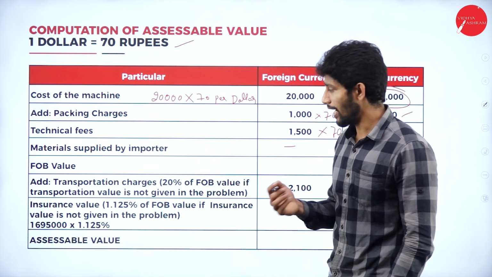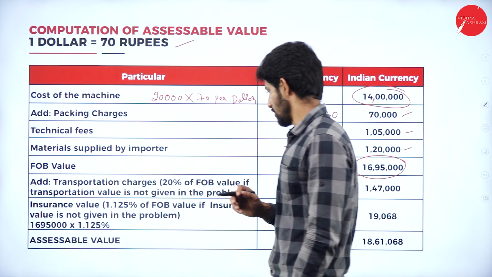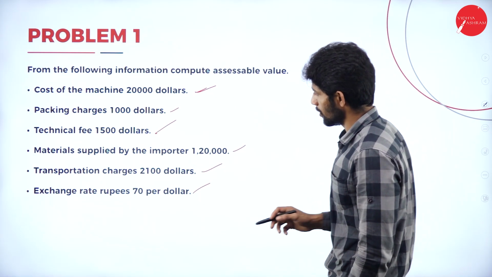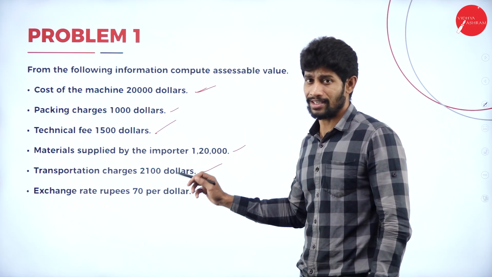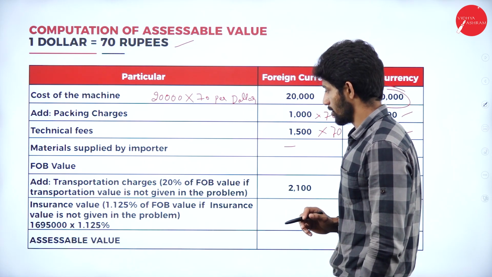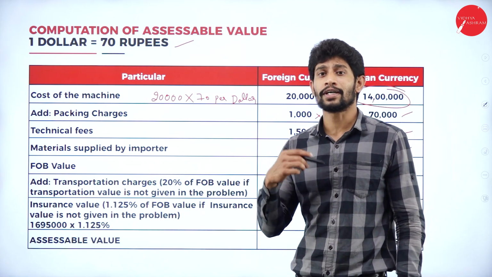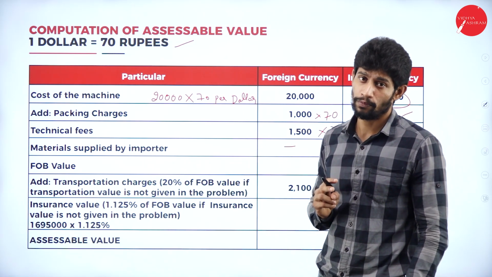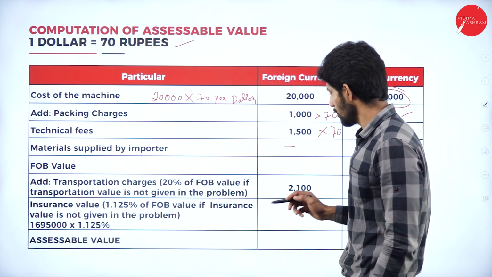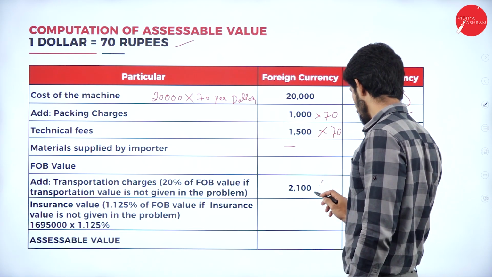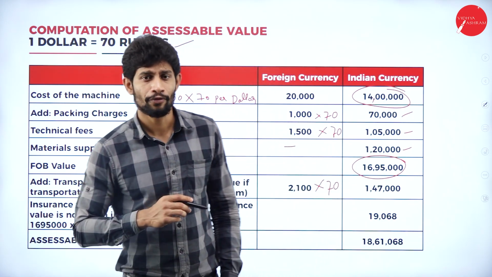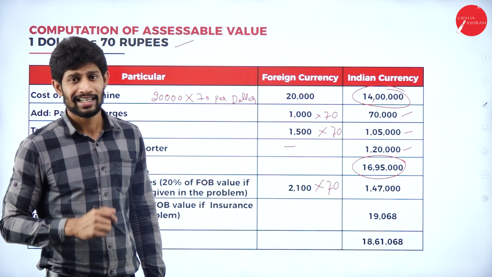Next, add transportation charges. First we have to look into whether it is given in the problem or not. Yes, it is given: $2,100. If it is not given, then we would have considered 20% of FOB value as transportation charges. $2,100 into 70 rupees, you will get 1,47,000 rupees in Indian currency.